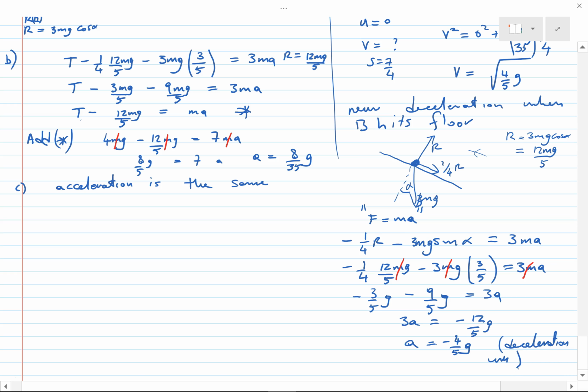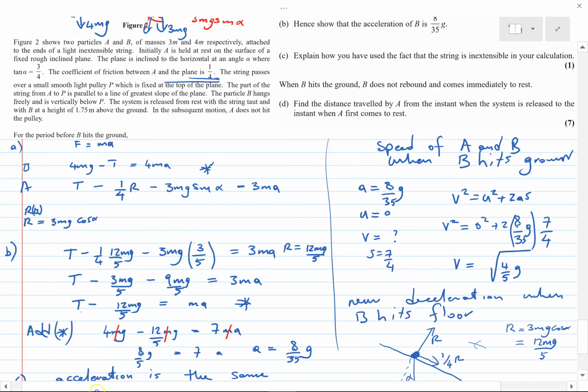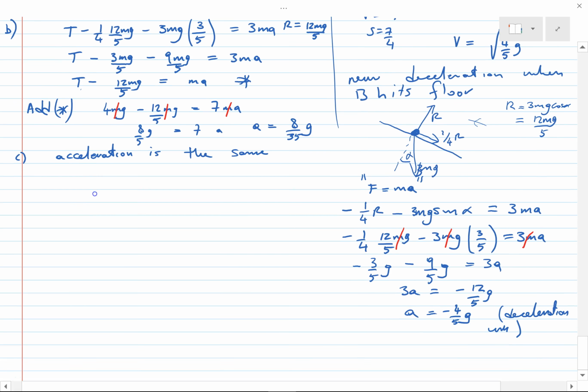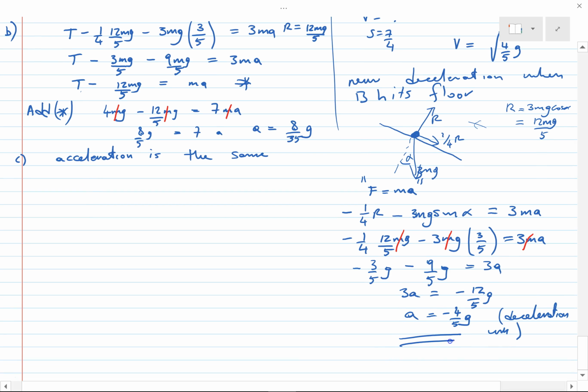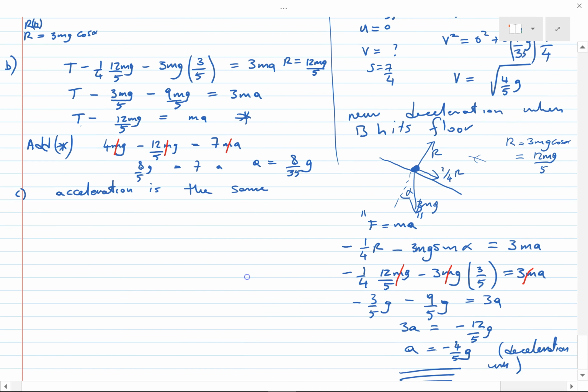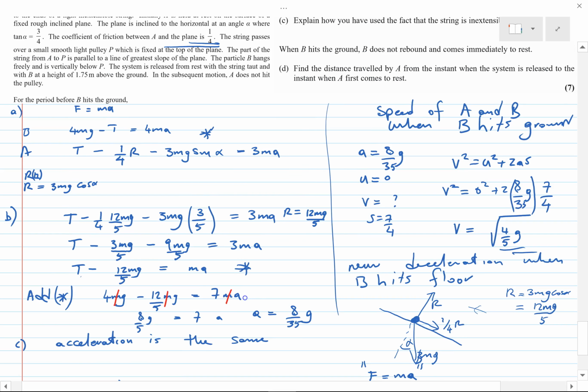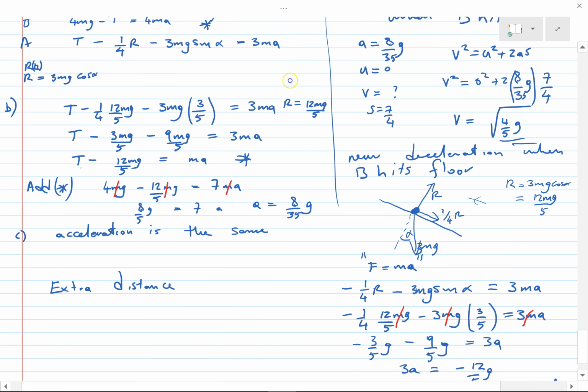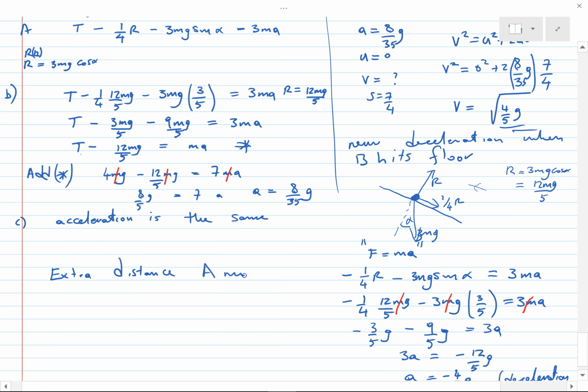So basically what's happened is, going back to the diagram, B has hit the floor, and A is now decelerating with this deceleration and this initial velocity. So now what we want to find out is the extra distance that A moves whilst decelerating. Because it doesn't just suddenly stop, of course.